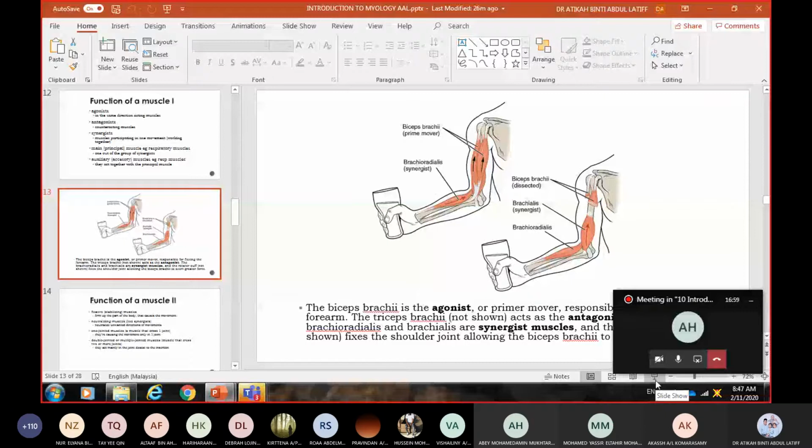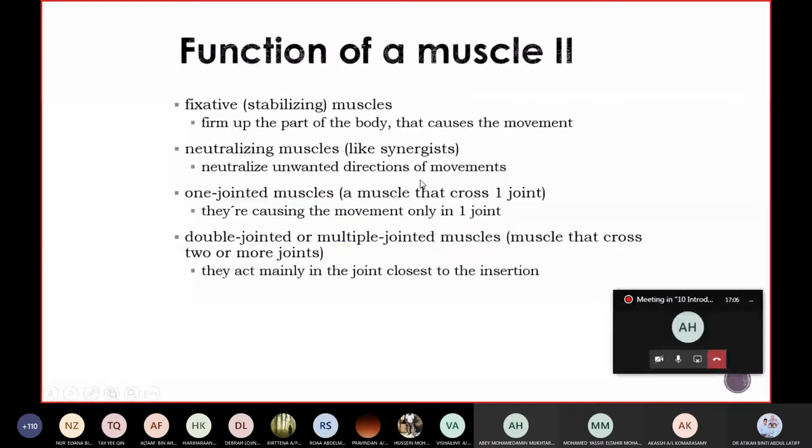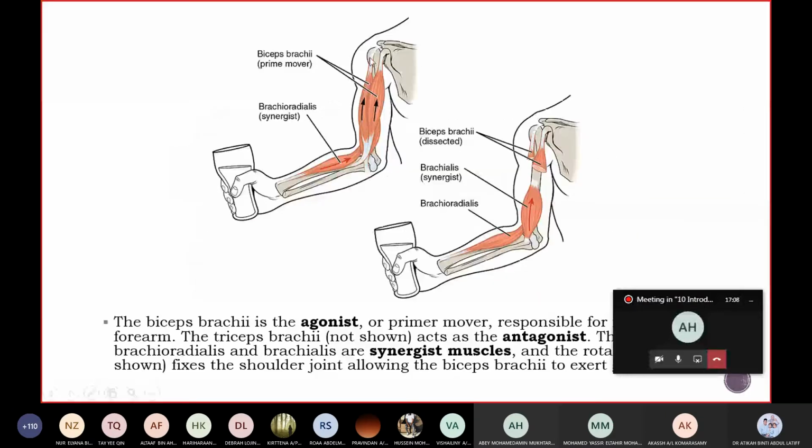Okay. So for example, when you flex the elbow, the biceps brachii is your main muscle that flexes the elbow, which is called the prime mover. Okay, so there are two other muscles that also help to flex the elbow, which are your brachioradialis and brachialis. So these are termed as synergist muscles, which help the brachialis.